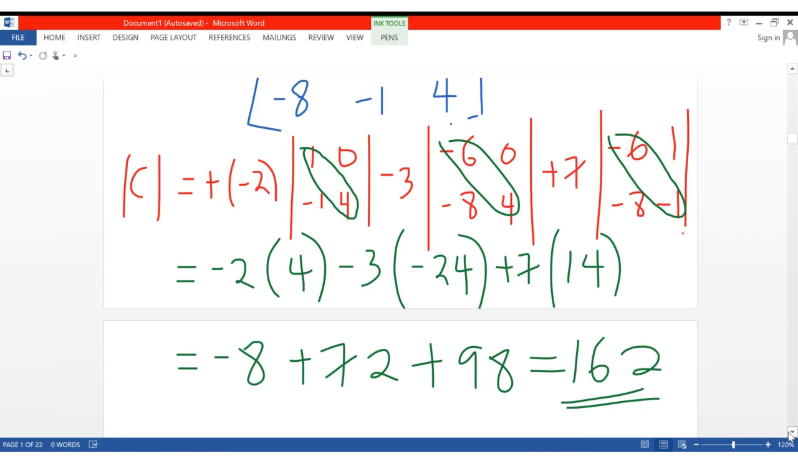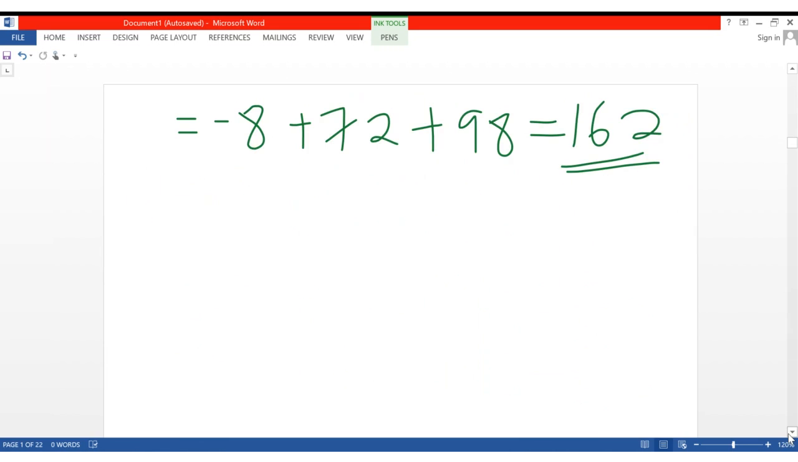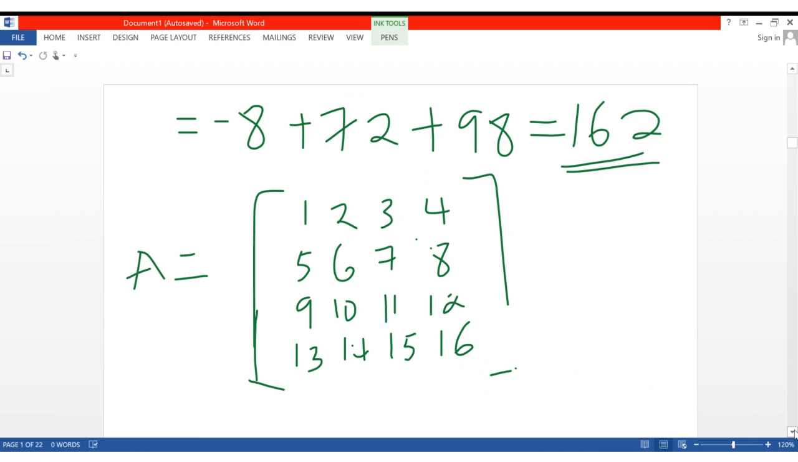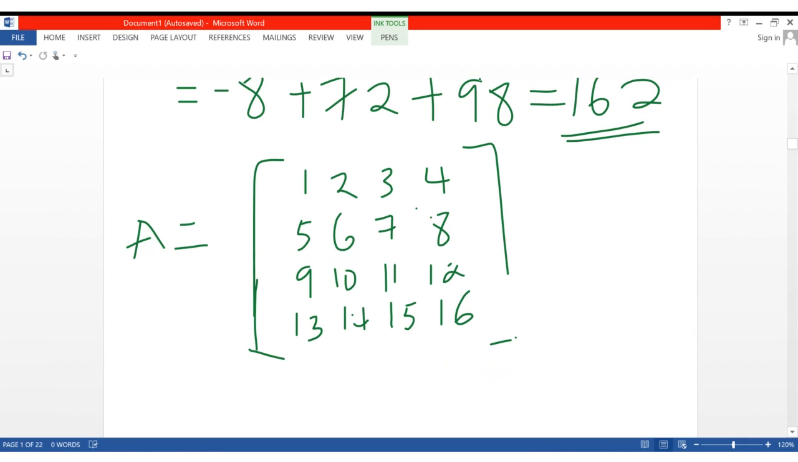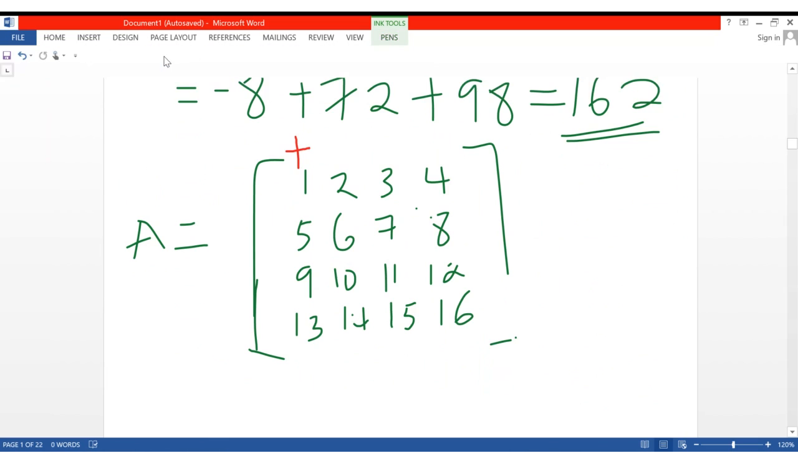So for example, if we have a 4 by 4 matrix, your main work is just to reduce it to a 3 by 3. For example, a 4 by 4 matrix A is given by, let's say, 1, 2, 3, 4, 5, 6, 7, 8, 9, 10, 11, 12, 13, 14, 15, 16. That is a 4 by 4 matrix. If you do the determinant, you still come again to the signs. The signs are the same: positive, negative, positive, negative. So that's what we'll have.